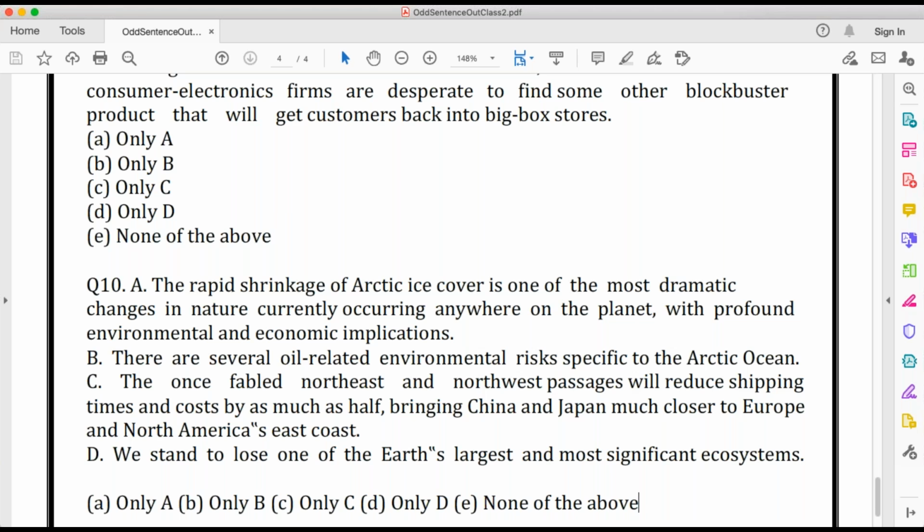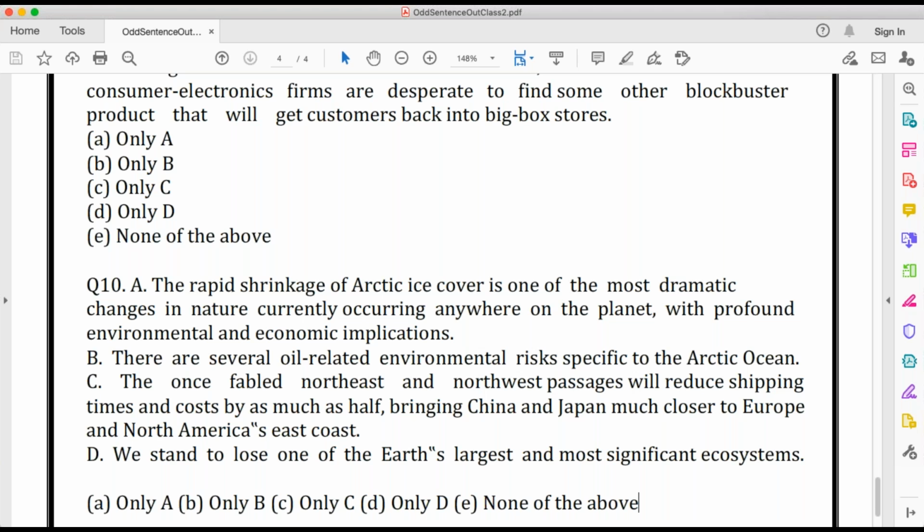Right. My correct odd sentence out here is sentence number C. Every other sentence is talking about the Arctic ice. Am I correct? A, B, and D are talking about the Arctic ice, and that's where sentence number C stands as an odd one out, because it's not something which I can put into a similar bucket as that of A, B, and D. My correct answer is sentence number C, which is the odd one out.